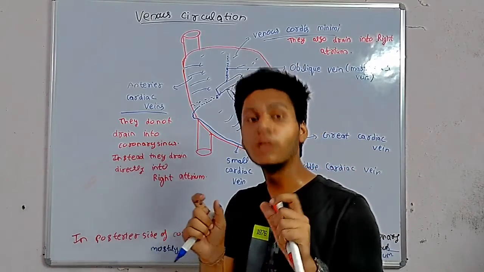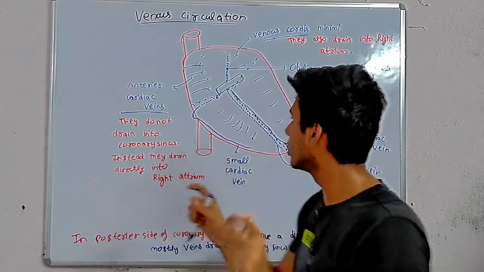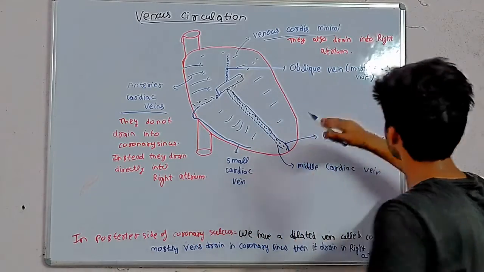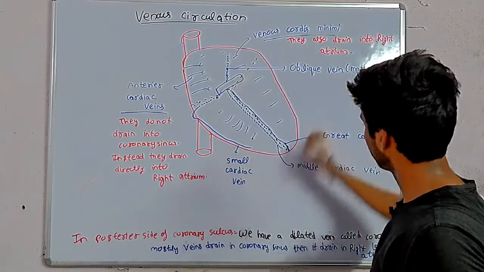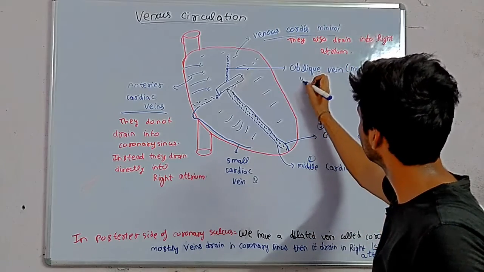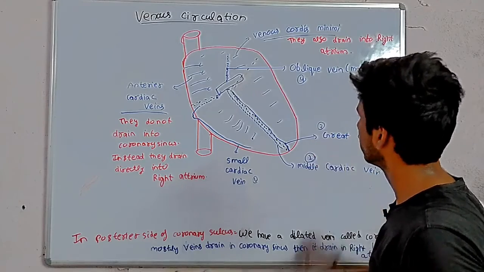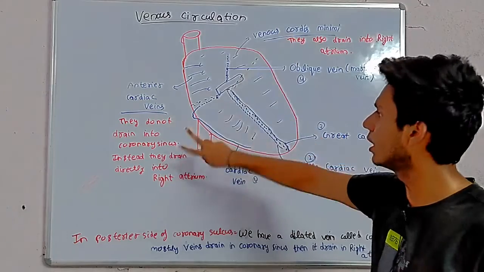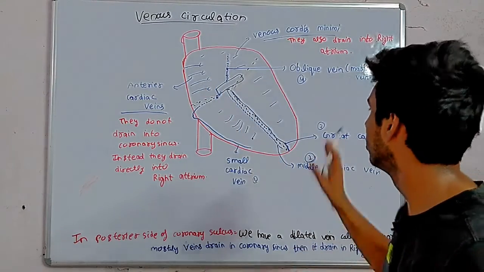We know the opening between the inferior vena cava and the atrioventricular septum. There is an opening called the coronary sinus opening. And these four drain into the coronary sinus: 1, 2, 3, and 4. Done. Notice, and these two veins directly drain into the right atrium. So this is the venous circulation of the heart.